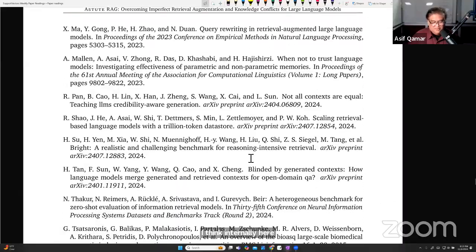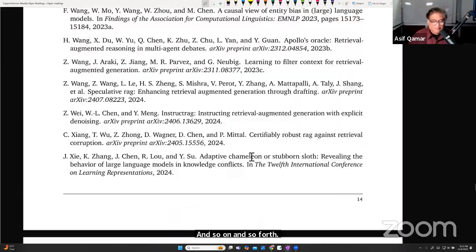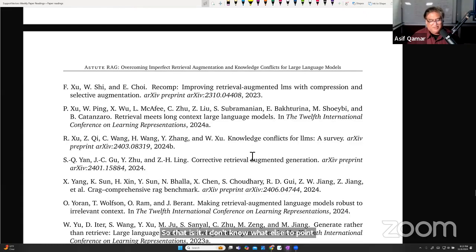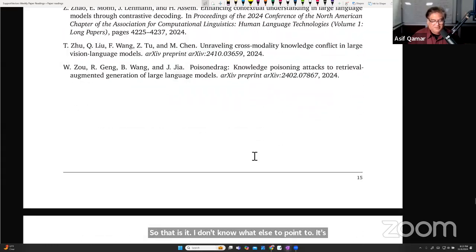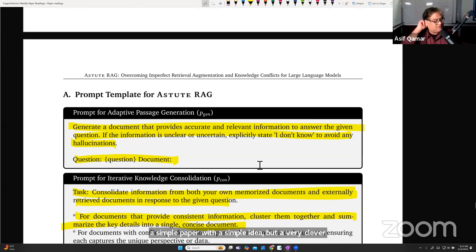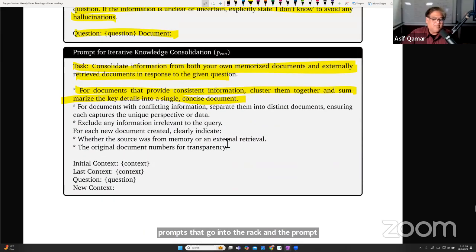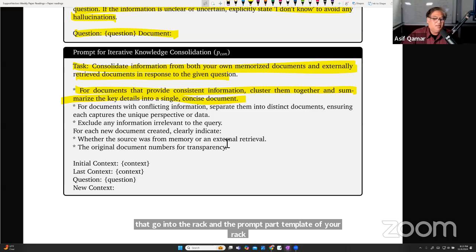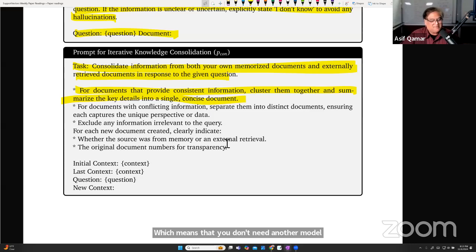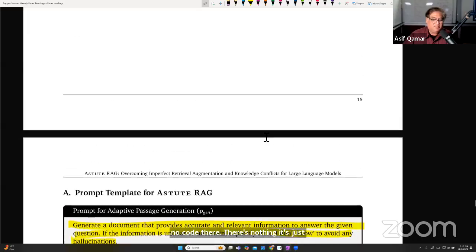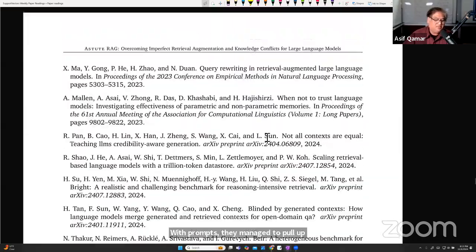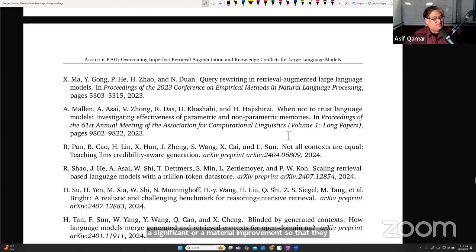So that is it. I don't know what else to point to. It's a simple paper with a simple idea, but a very clever, very insightful idea that can make a practical difference to all of it. Guys, do you realize that this is just prompts that go into the prompt template of your RAG, which means that you don't need another model? There is no code there. There's nothing. It's just with prompts, they managed to pull off a significant, material improvement so that they achieve the state of the art. That's all it is. And with that, I'll end my paper reading.